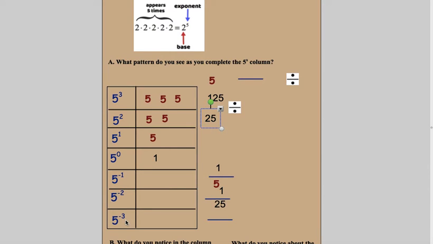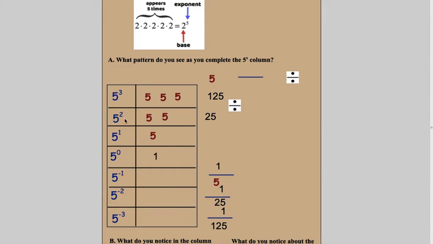5 to the negative third. Okay, I'm dividing by 5. Probably not going to be thinking about that every single time, so I just have to think of, let me get this to be a positive exponent. How do I do that? Put it downstairs in the denominator. 5 to the third power, we already established, was 125. So what's my answer going to be? 1 over 125.